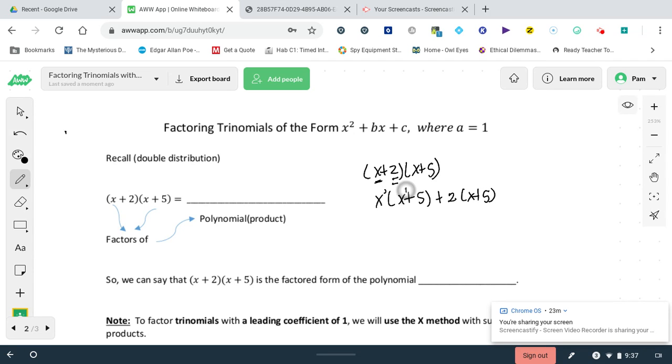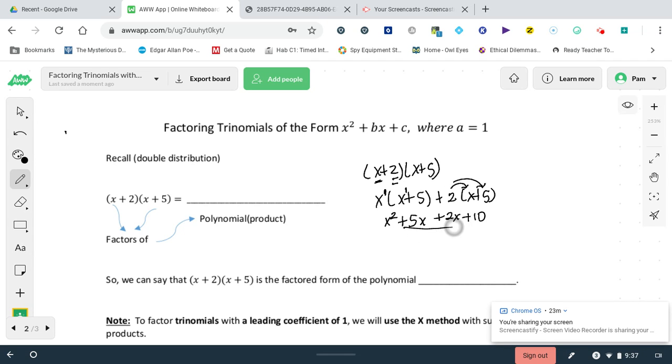So I'm going to put my imaginary ones on those exponents so I can add, because when you multiply powers with the same base, you add. Okay, use the distributive property. X times x is x squared. X times 5 is 5x. Move over here and use the distributive property. 2 times x is 2x, and 2 times 5 is 10.